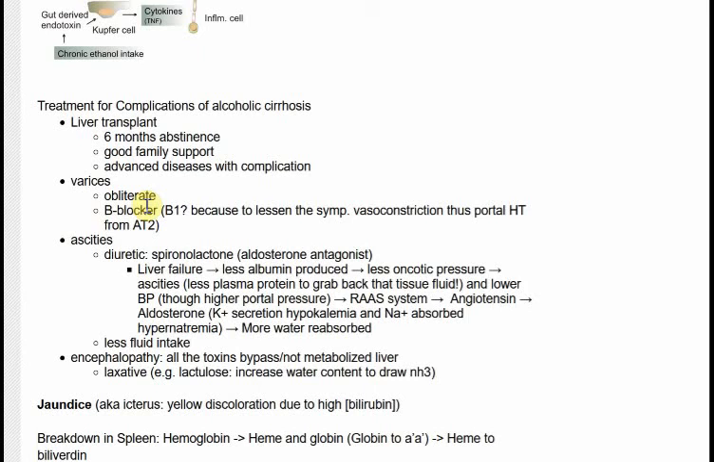If they develop encephalopathy, remember the liver breaks down all the toxins. If the liver doesn't work, it doesn't break down toxins. The way to reduce encephalopathy is by giving them laxatives, right?